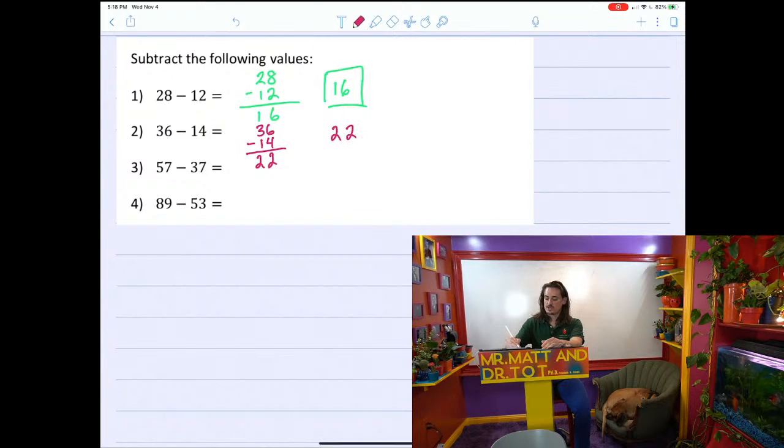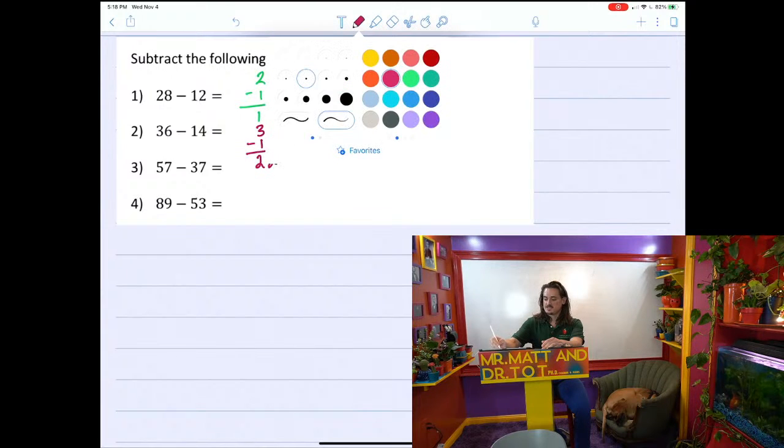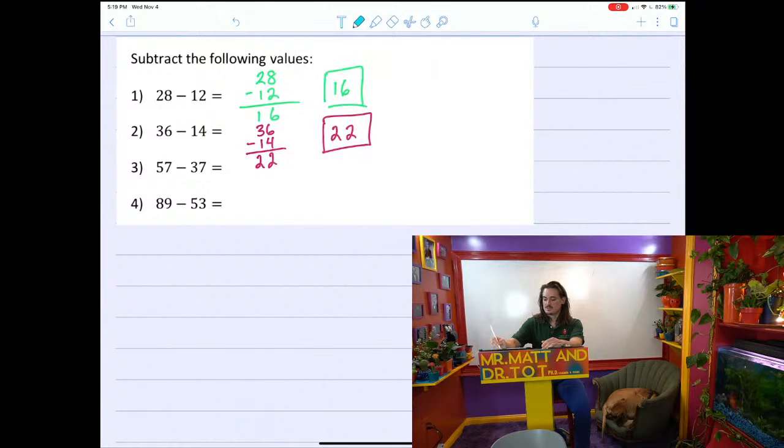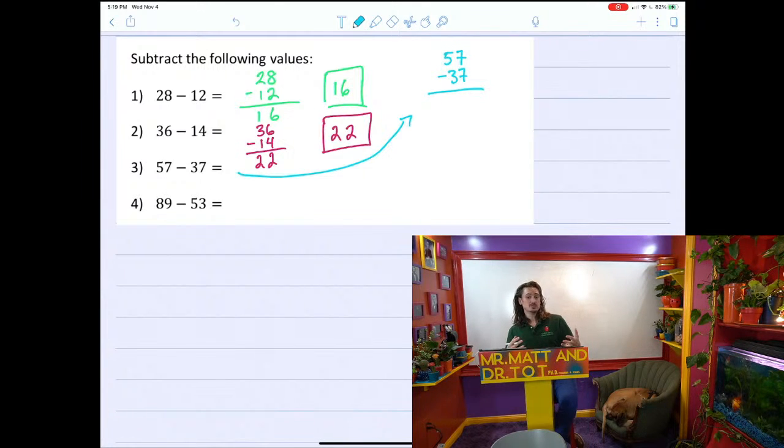For number 3, I'll do this one over here. If we have 57 minus 37, in the ones digits, we have 7 minus 7. That's something minus itself. That's going to result in 0. If you have something and you take away all of that something, you're going to have nothing remaining. So 0 represents nothing. 5 minus 3 is 2. So our answer here is going to be 20.